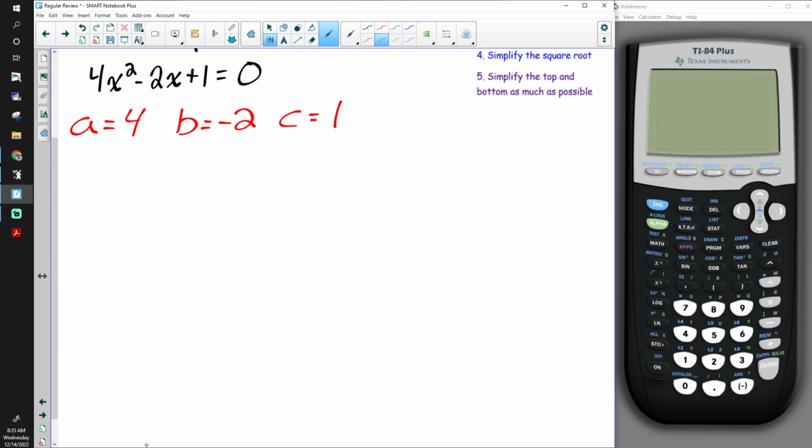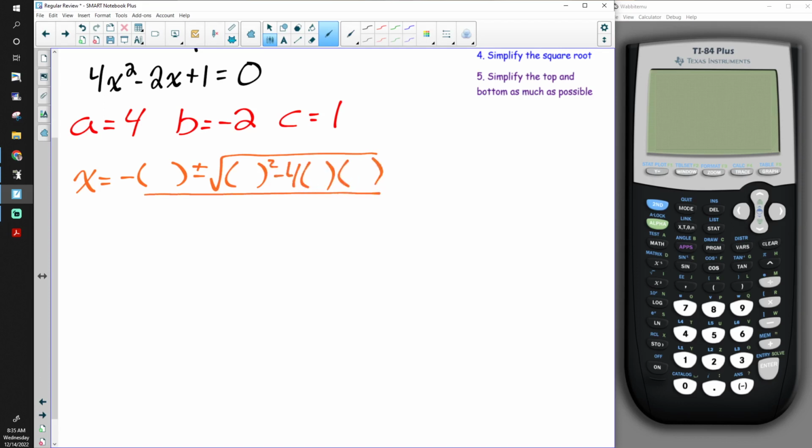Okay, so second step is we need to plug everything into the quadratic formula. Again, most mistakes happen here, which is crazy, but it's just because we don't take our time. -b plus or minus the square root of b squared minus 4ac, all over 2 times a.